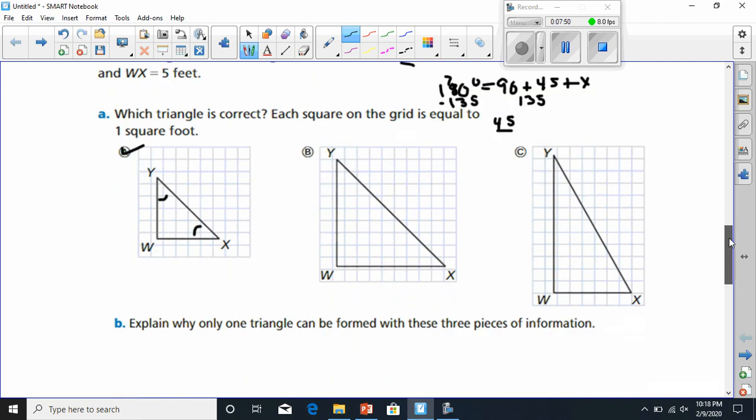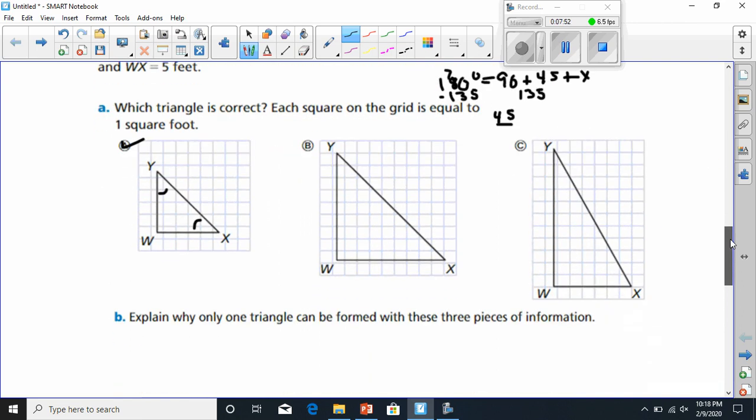All right, let's go ahead and worry about number B: explain why only one triangle can be formed with these 3 precise pieces of information. Well, we just did, right? I'm going to type this out.